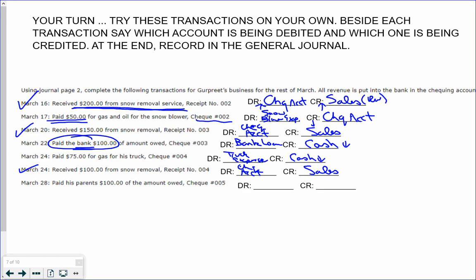Paid his parents 100 bucks. So that's the accounts payable to his parents. Since he's paying his parents, you're taking $100 out of your checking account. So your checking account is going to go down, which means accounts payable parents is going to get debited.